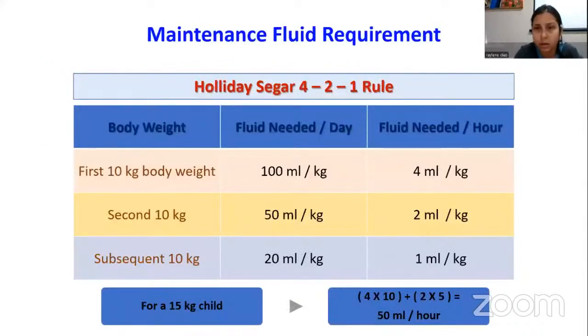So this is the Holliday-Segar rule, which we all know, the 4-2-1 rule, where they said for the first 10 kgs of body weight, you need around 100 ml per kg per day. For the subsequent 10 kgs, you need 50 ml per kg. And after that, you need 20 ml per kg. But we know that we need to calculate it per hour. So we came up with 4, 2, and 1.